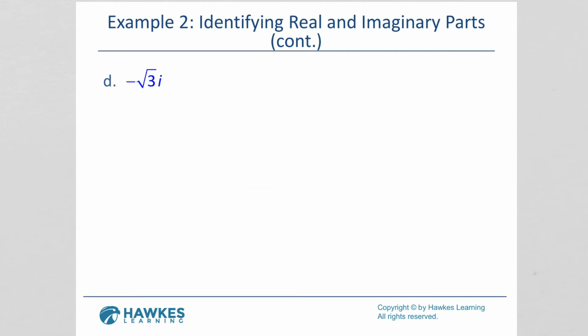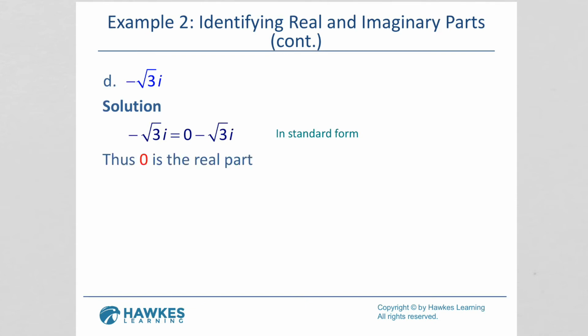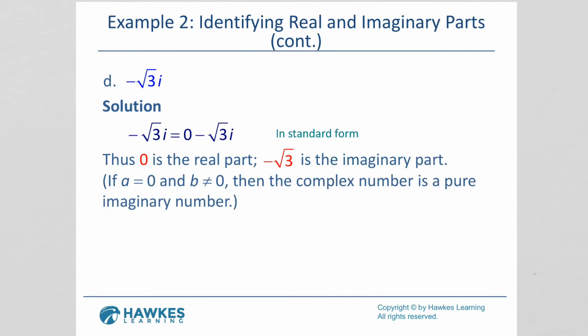D, we have negative square root of 3 times i. Our solution here is again going to be to put it in standard form. So we have negative square root of 3 times i is equal to 0 minus the square root of 3i. Thus, the real part is 0, and negative square root of 3 is the imaginary part. If a is 0 and b is not 0, then the complex number is a pure imaginary number.